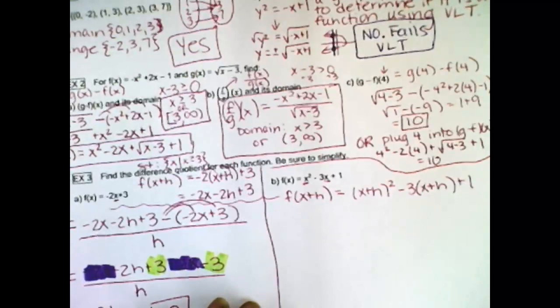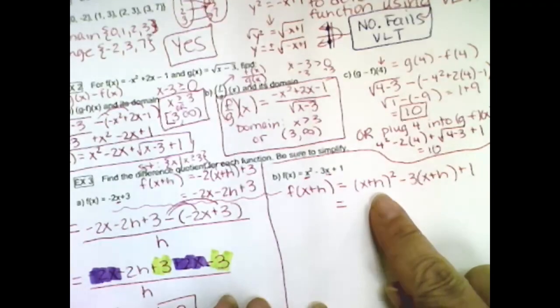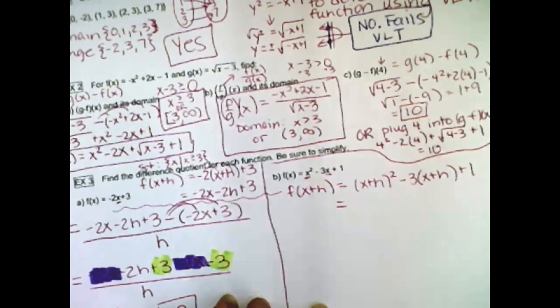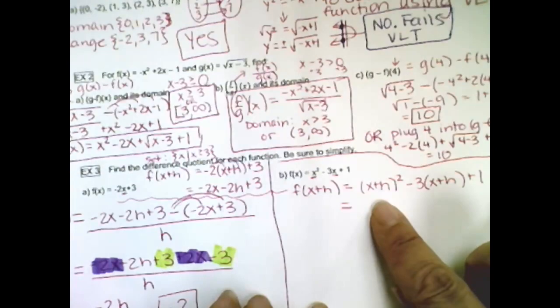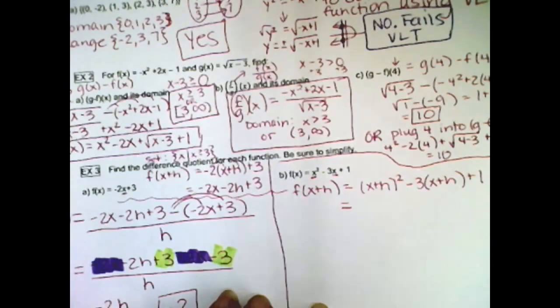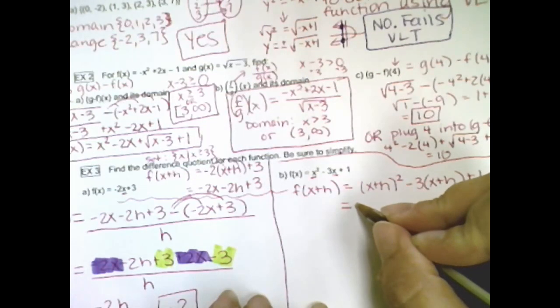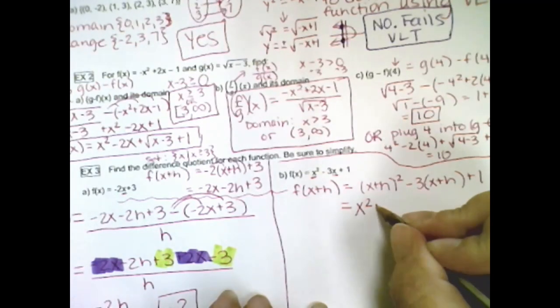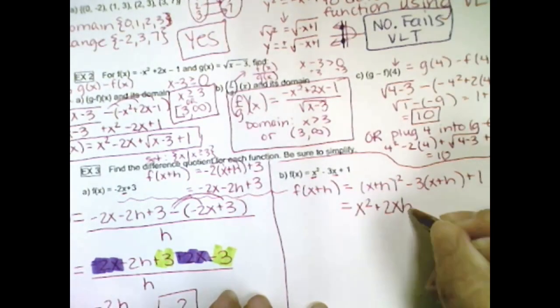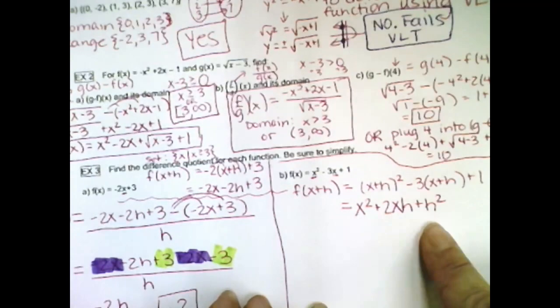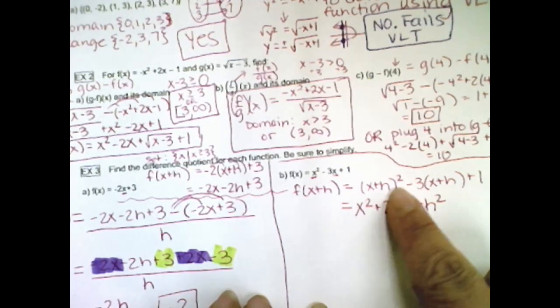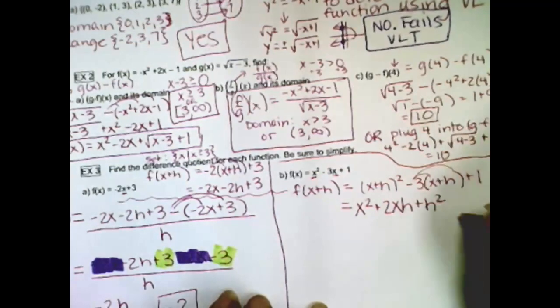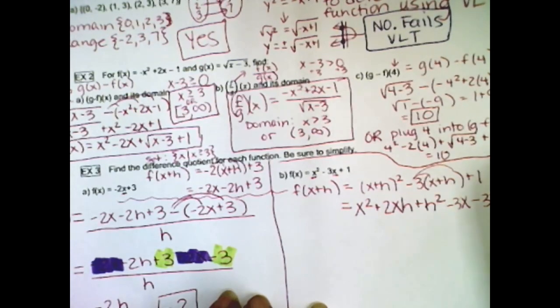Now this time simplifying is more complicated because this is a binomial squared. We've already reviewed how to deal with that. That means x plus h times x plus h. So you have to double distribute or FOIL. If you know the shortcut, which I do, that's what I use. Square the front, multiply the middle together and then double it, so 2xh, square the back. So this is what I get from squaring x plus h. Then I have to distribute here, so minus 3x minus h, and then don't forget my plus 1 on the end.